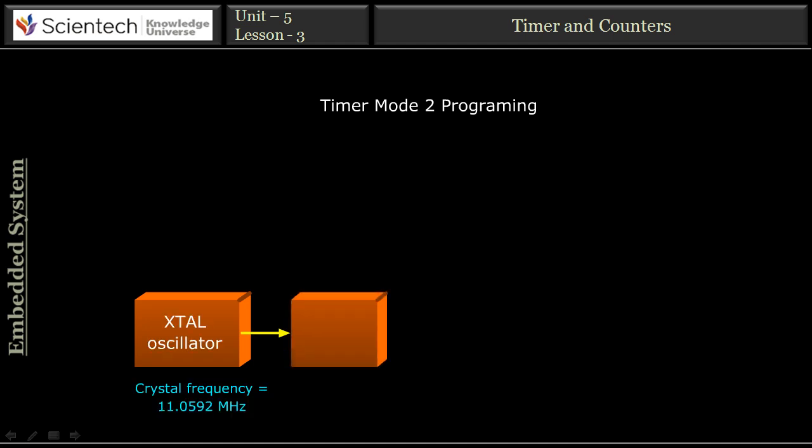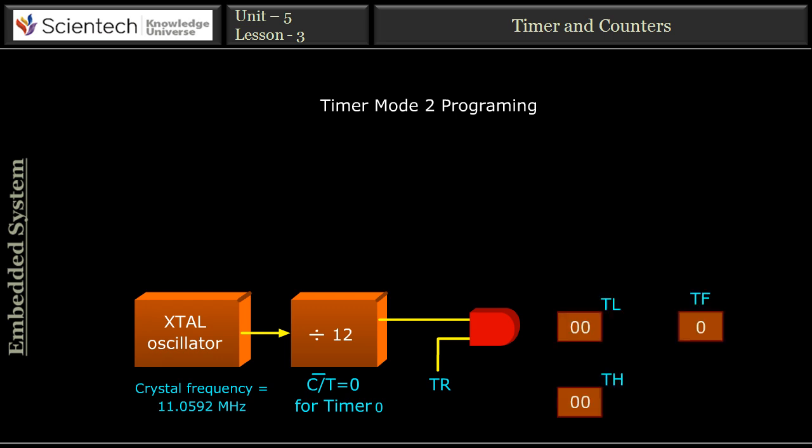Now, we are going to discuss the concept of timer mode 2 programming. As we discussed earlier, in the TMOD register, there are 4 modes, in which the third mode is 8-bit auto-reload mode. As we see in an animation, this mode has the same structure as mode 1, but in this, the flag register is automatically reloaded. To generate a timer delay using the timer's mode 2, take the following steps.